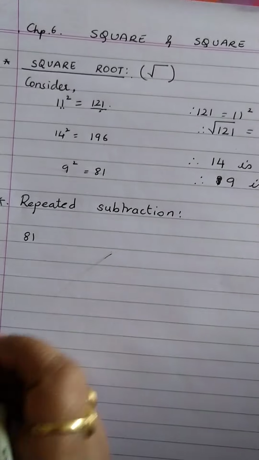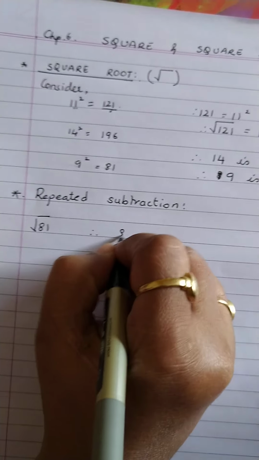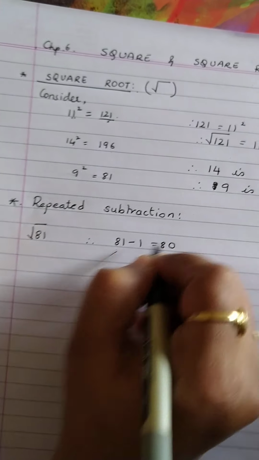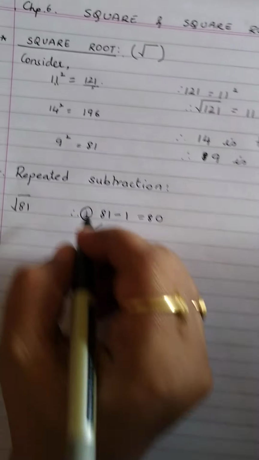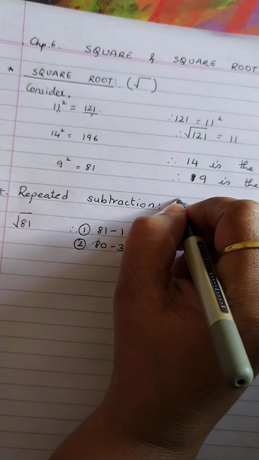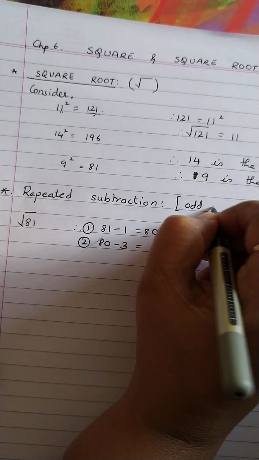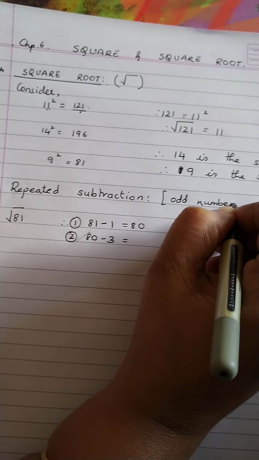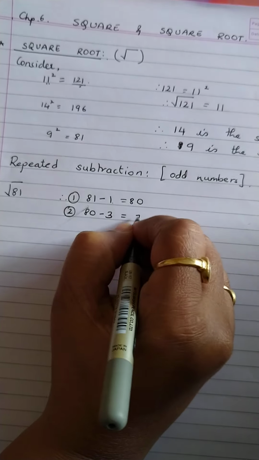Suppose it is 81 and I want to find out the square root of 81, what are we going to do? We will start with 81 minus 1. You remember this, right? So by repeated subtraction, we can find out the square root. Then 80 minus 3. What are we subtracting repeatedly? Odd numbers. Consecutive odd numbers we are subtracting. So after 1 comes 3. 80 minus 3, 77.